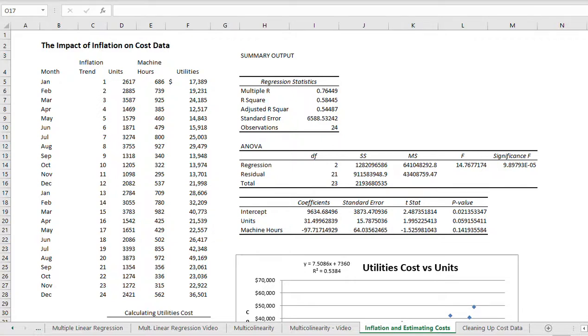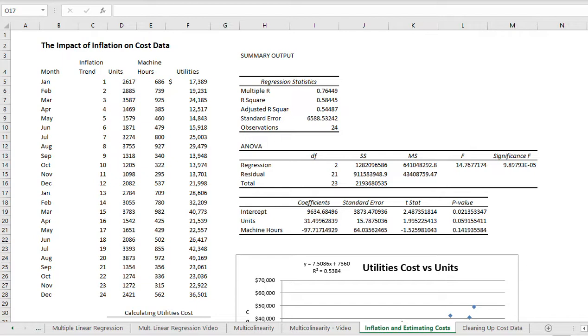This worksheet and the next worksheet are going to include video links that will illustrate the possible impact of inflation on estimating cost data, as well as other shifts in cost structure that we may need to take into account to clean up our data to get a better estimate of the true underlying cost behavior.